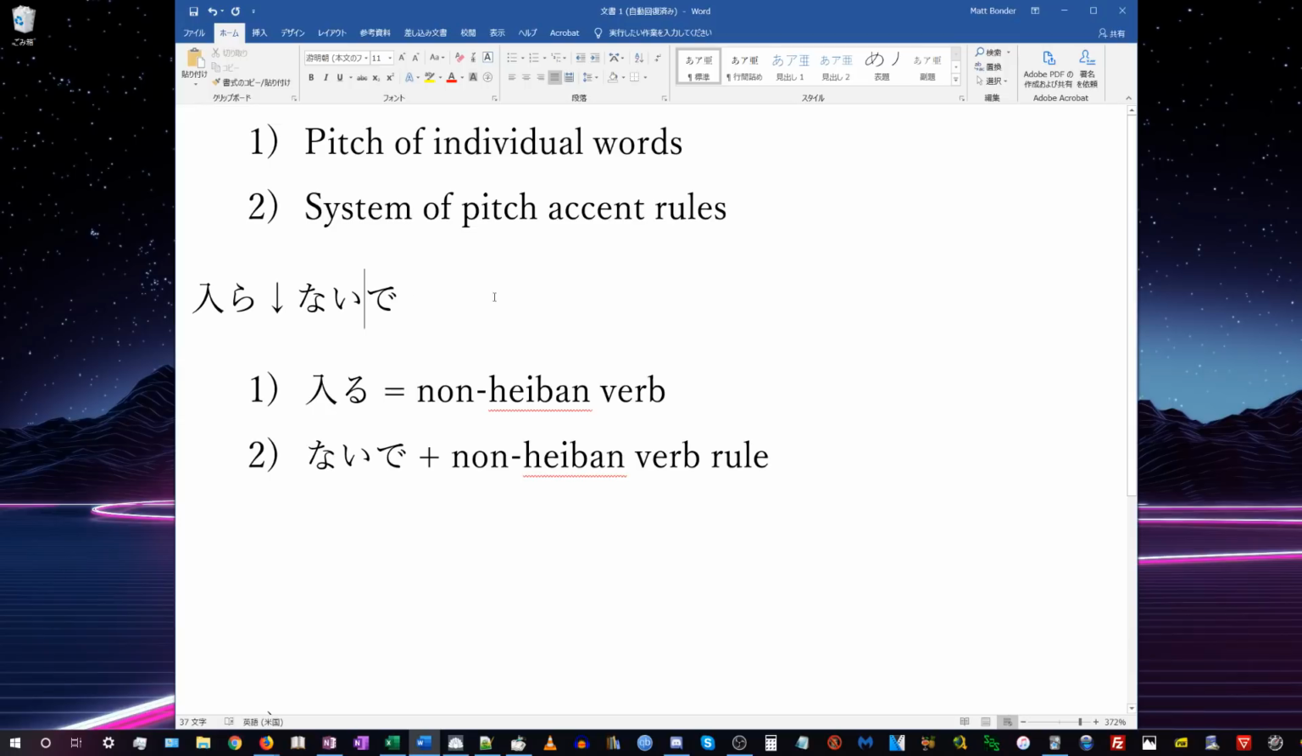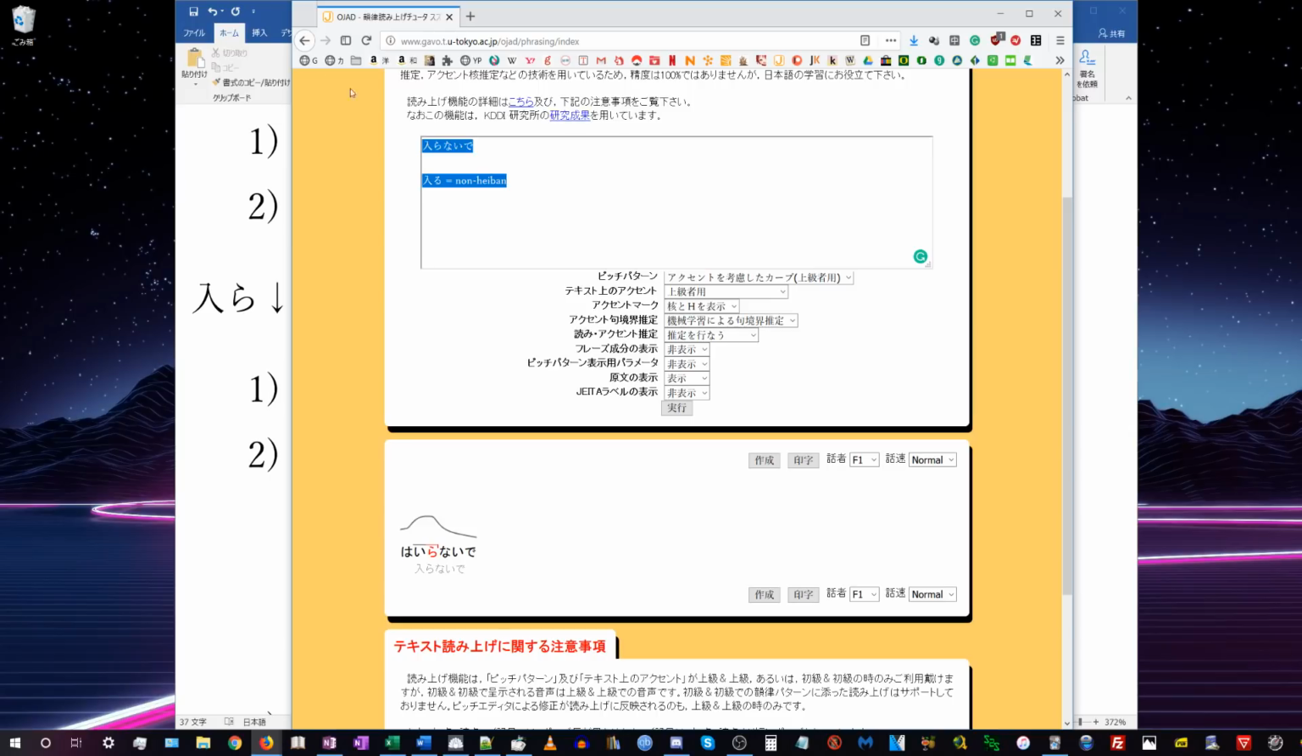And so, like we said, if you saw haira naide and you know the pitch accent system of rules, as long as you know that hairu is a non-heiban verb, you automatically know that haira naide is going to drop after the ra. And so you don't need the add-on to tell you that, right? This is something you can know automatically as long as you know the system. And that's also why sites such as this one, where you can type in a whole sentence and get the pitch accent answer, you don't really need it that much, and they're not actually that useful.